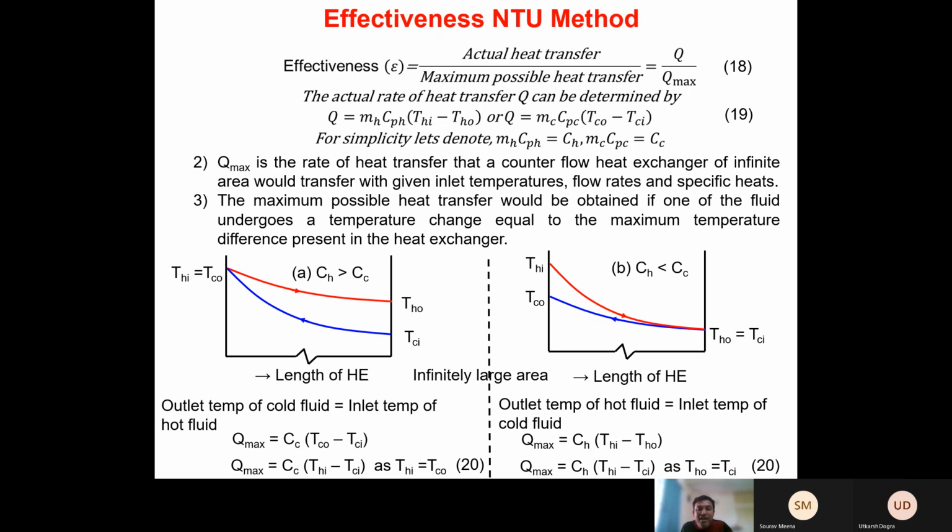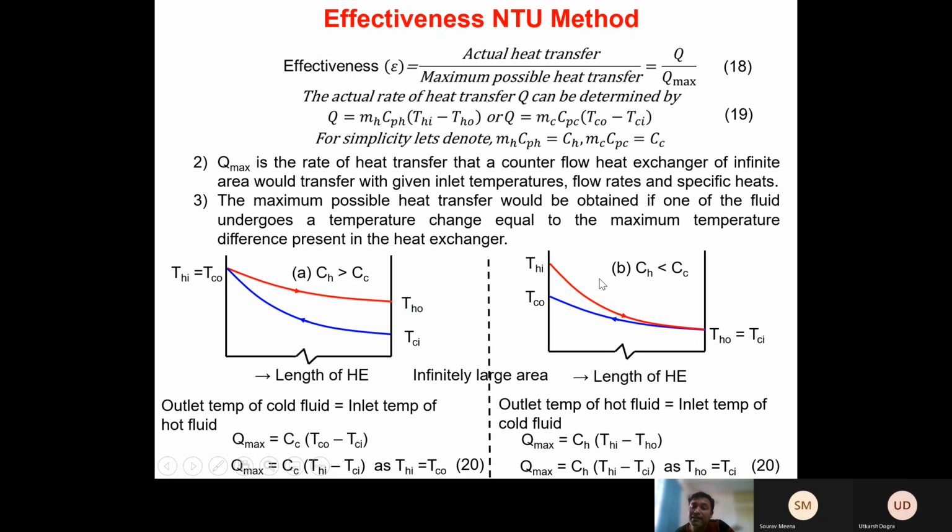Does it make sense? That's why this temperature approaches THI. But there is another case when CH is smaller than CC. That means the rate limiting is CH. The hot fluid is the rate limiting case.